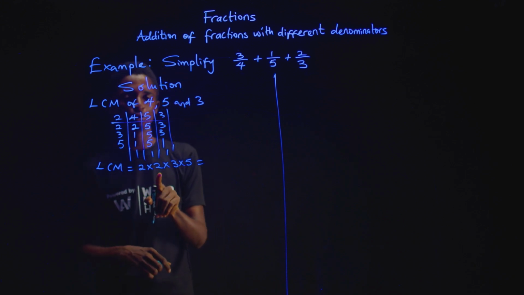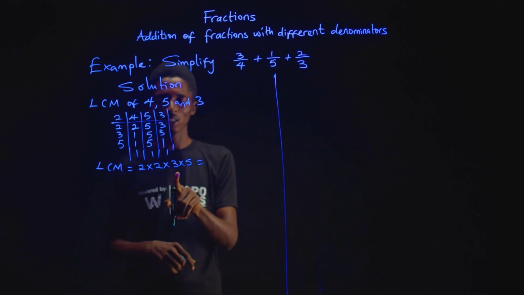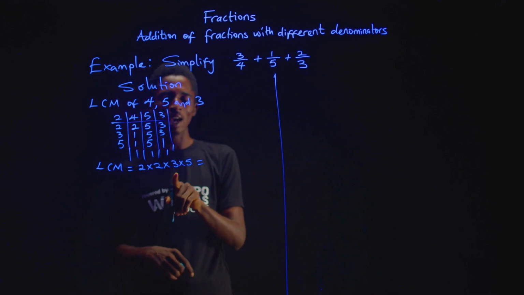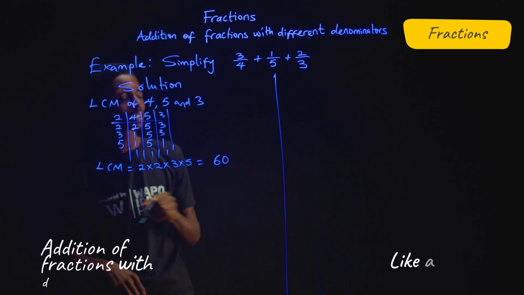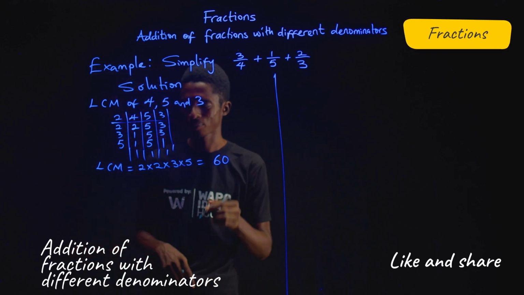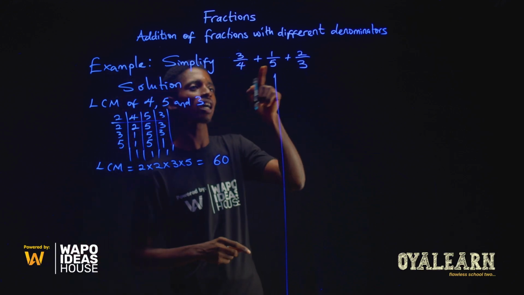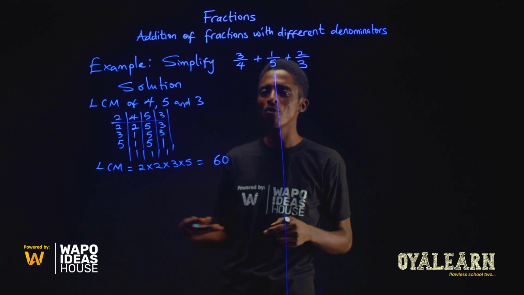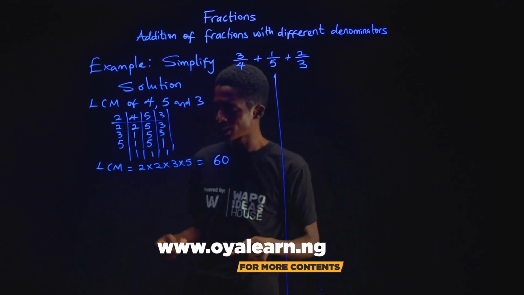Now 2 times 2 will give us 4. 4 times 3, that is 12. And then 12 times 5 will give us 60. So that is our LCM is 60. Now that we have our LCM, step 2 is to write these fractions, find the equivalent of those fractions with a common denominator of 60.